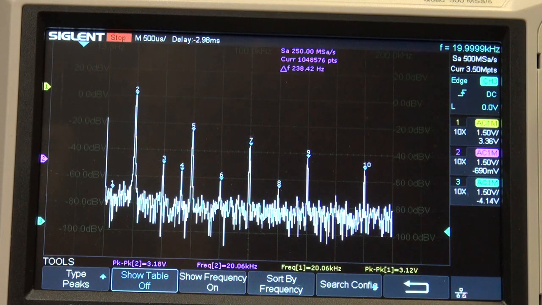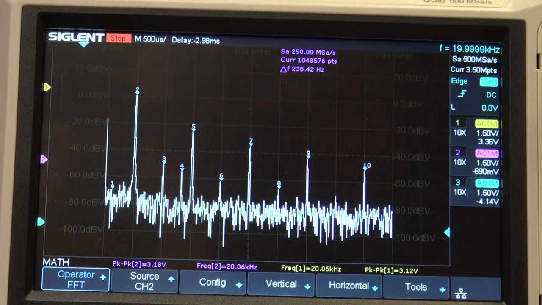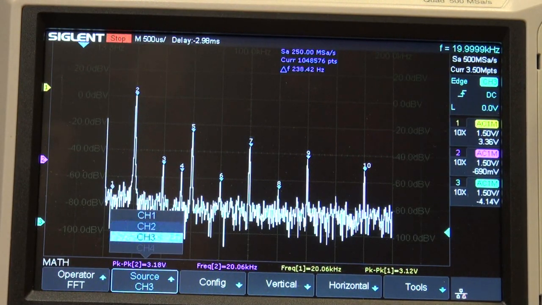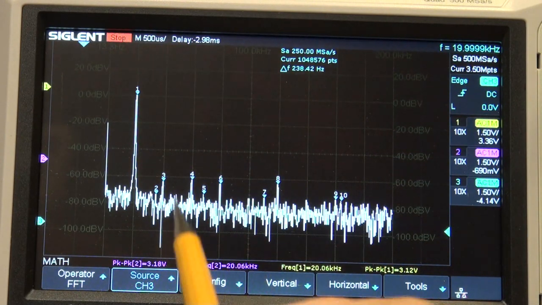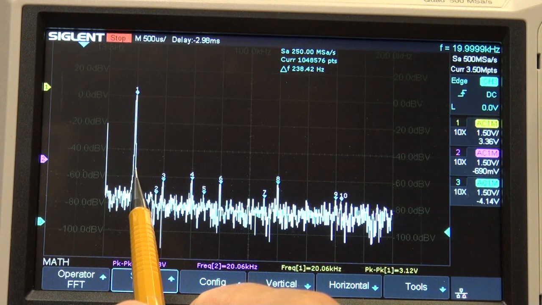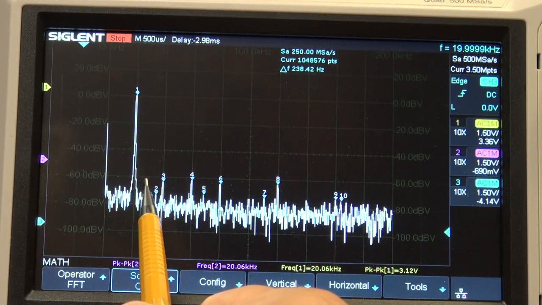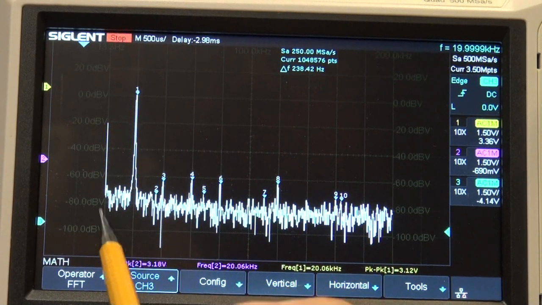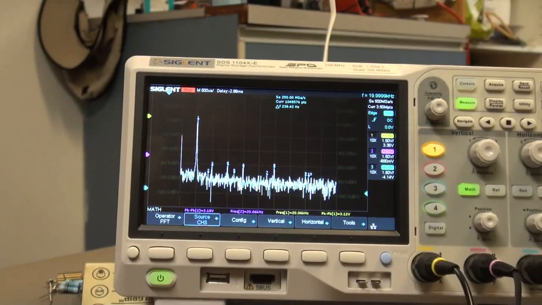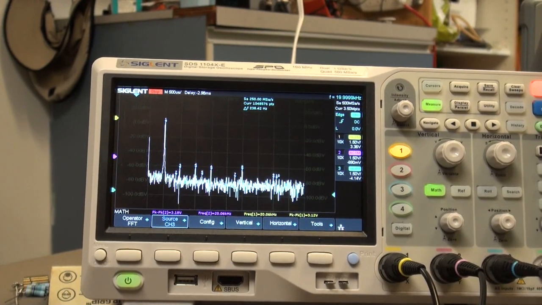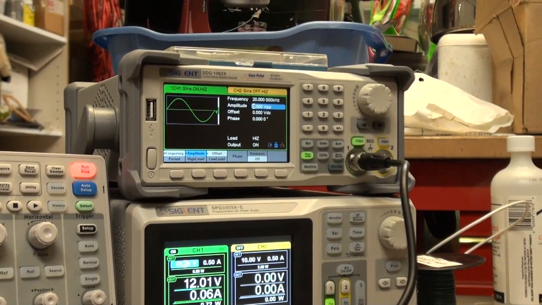So last but not least, let's have a look at the signal generator, what the spectrum looks like there. There it is. Well, it's almost the perfect sine wave, and here's the fundamental at about 0 dBV, and just about everything is 60 decibels below the fundamental. Well, you can't ask for anything better than that, but then again, I'm not going to carry the signal generator to the field with me.